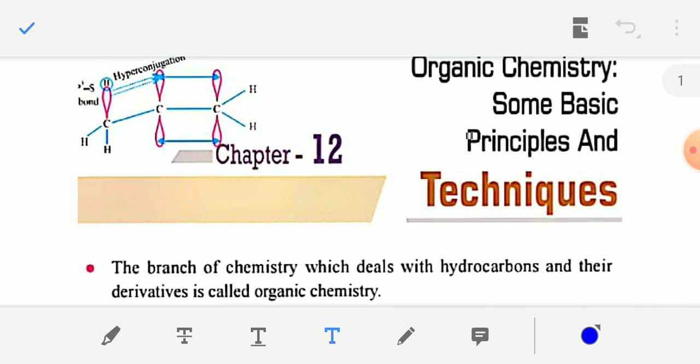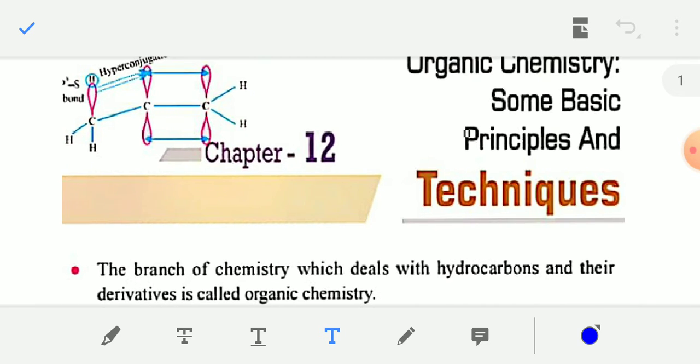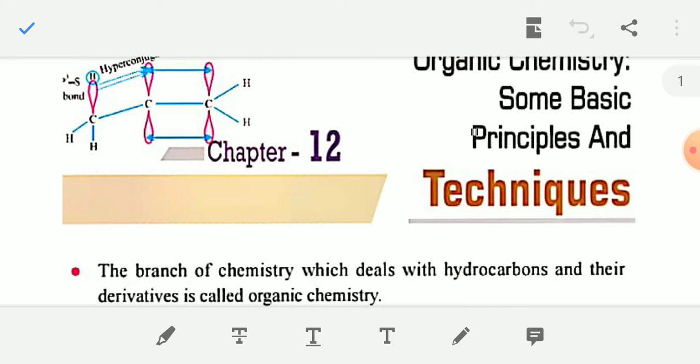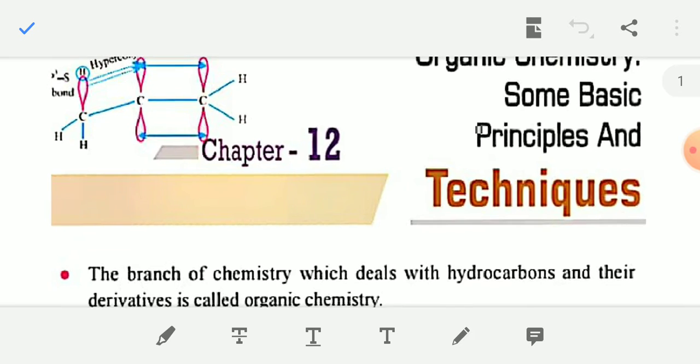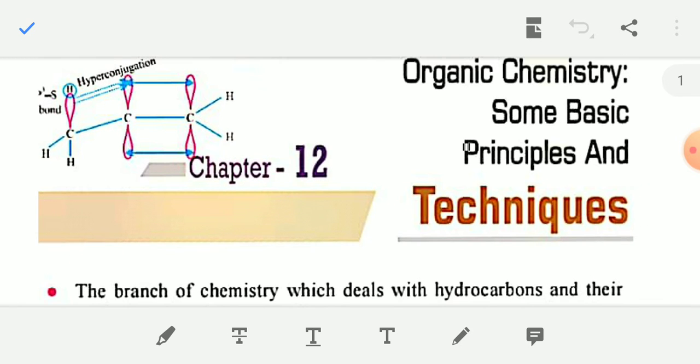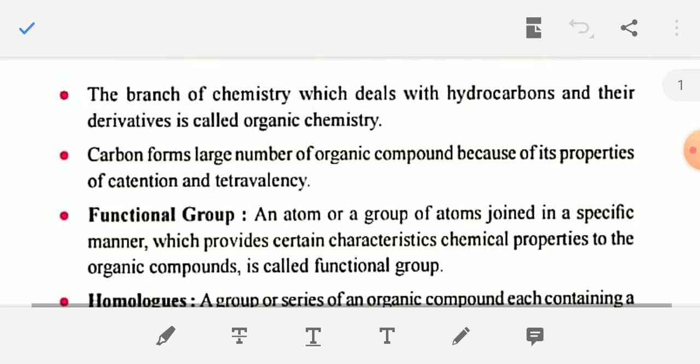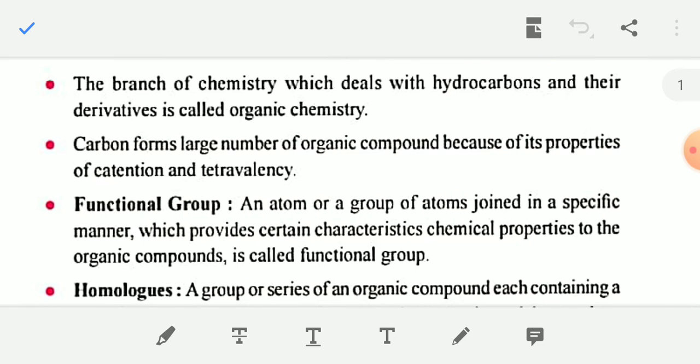Today I am going to discuss chapter 12 of class 11th chemistry. The topic is organic chemistry, some basic principles and techniques. So what is organic chemistry? It is a branch of chemistry which deals with hydrocarbons and their derivatives. So the branch of chemistry which deals with hydrocarbons and their derivatives is called organic chemistry.